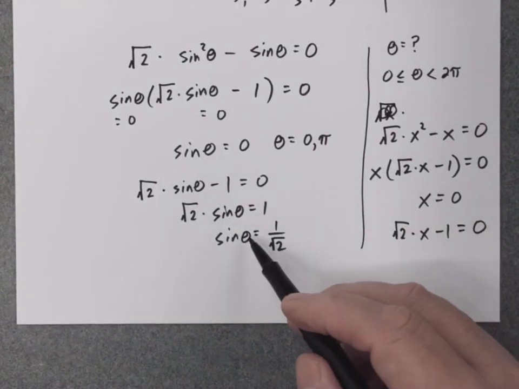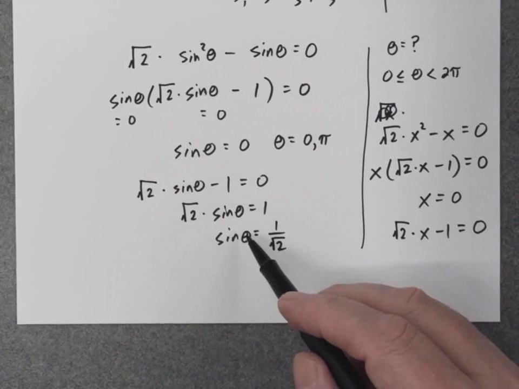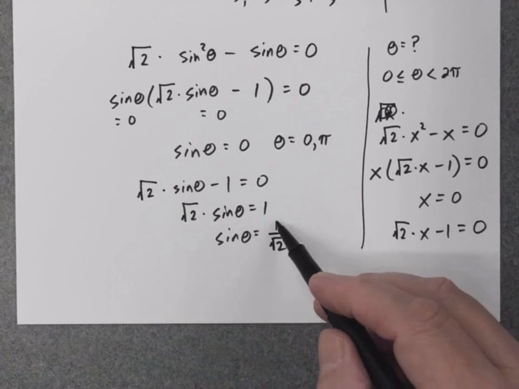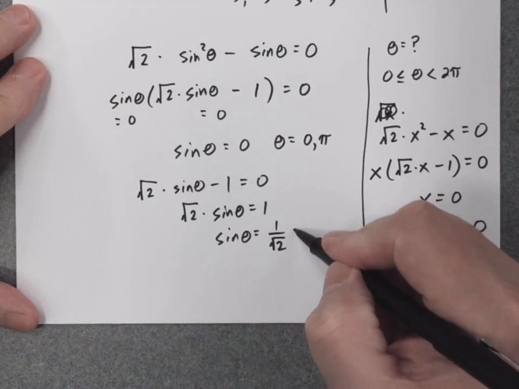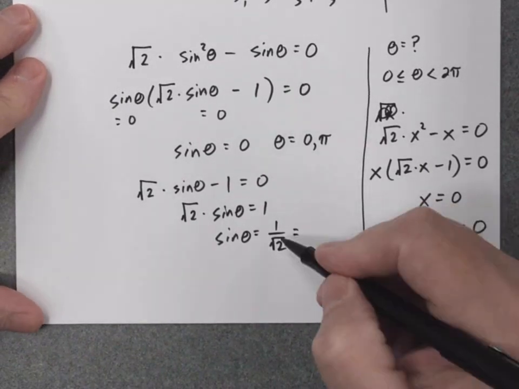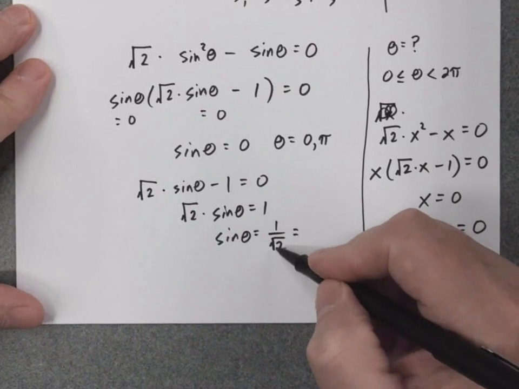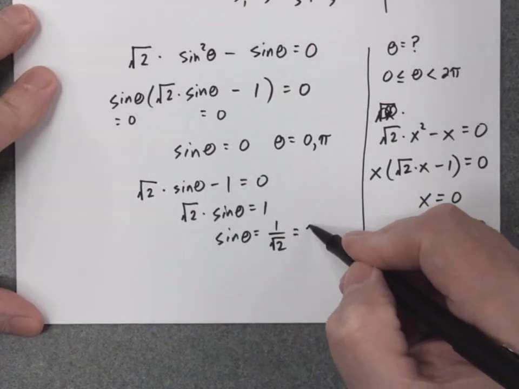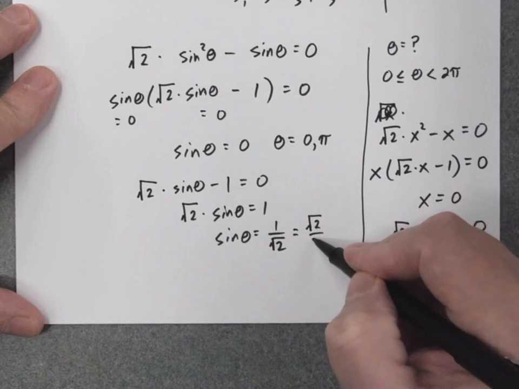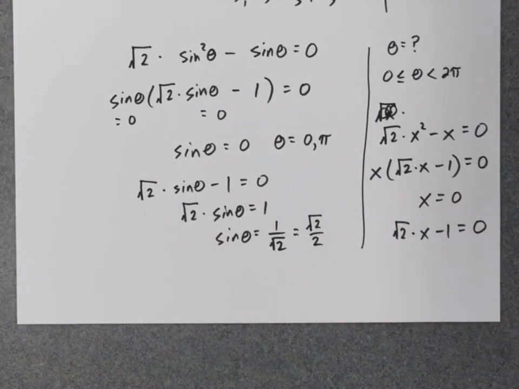So now my solution is going to be, I'm looking for the angles, one trip around the unit circle, where the sine is 1 over square root of 2. And this is why I pointed this out to you earlier: on the unit circle, I'm not going to see 1 over square root of 2, but I can rewrite this as square root of 2 over 2.